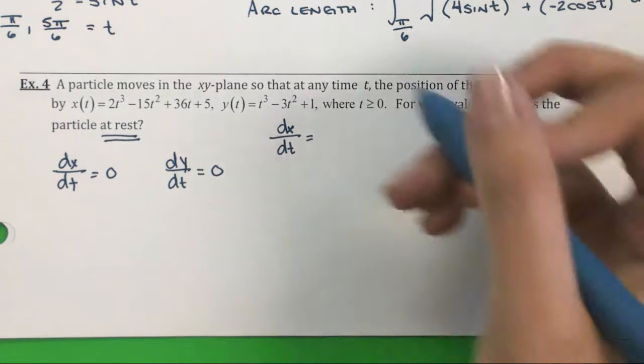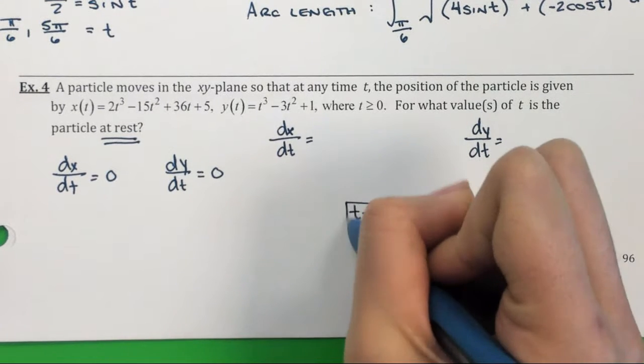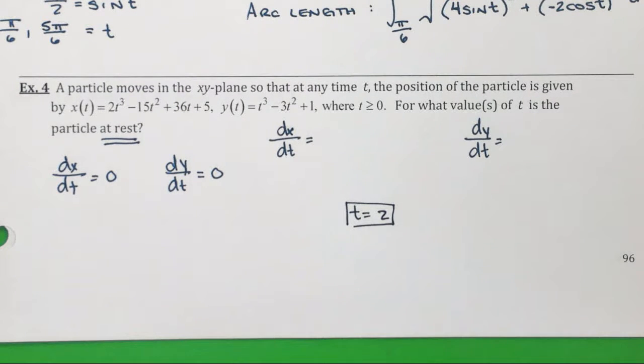Did you finish? Did you get t equals 2? No? Yeah, they both have to equal 0.